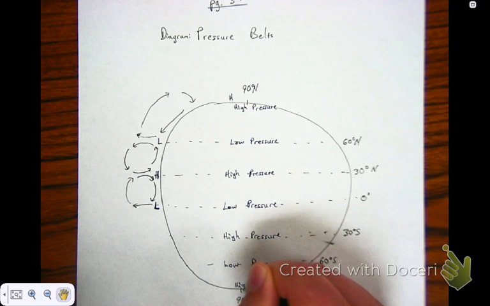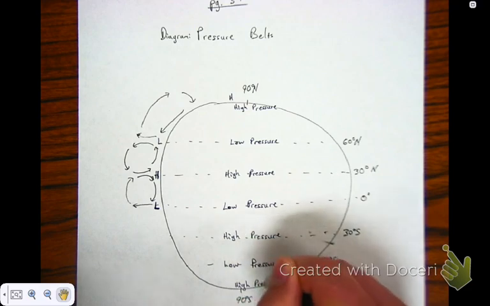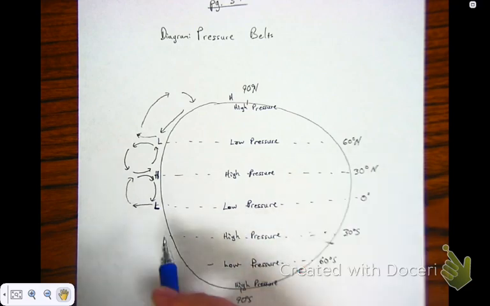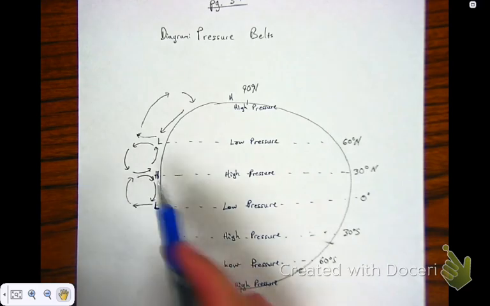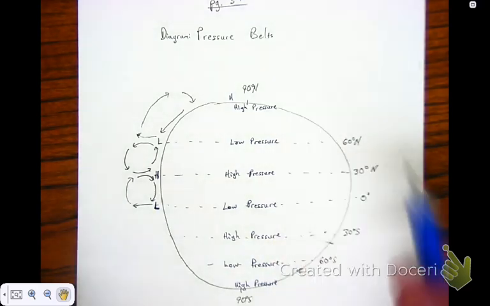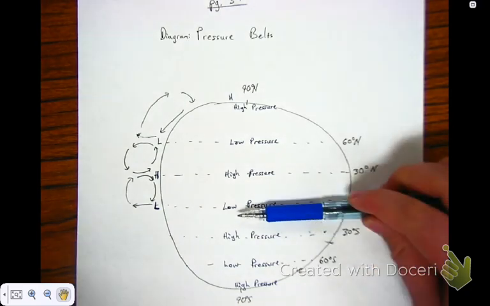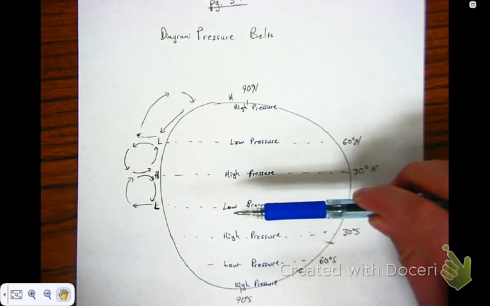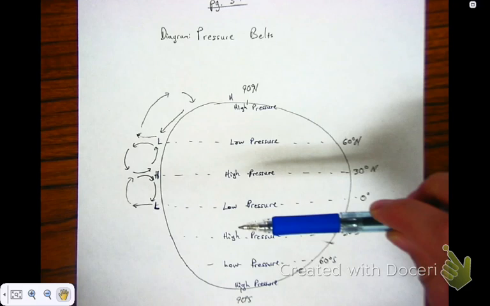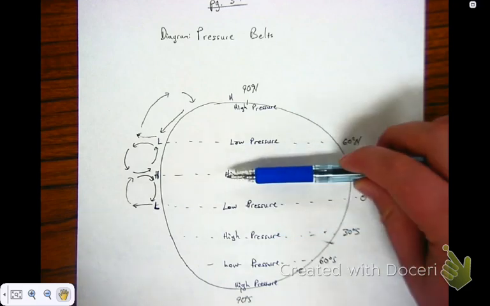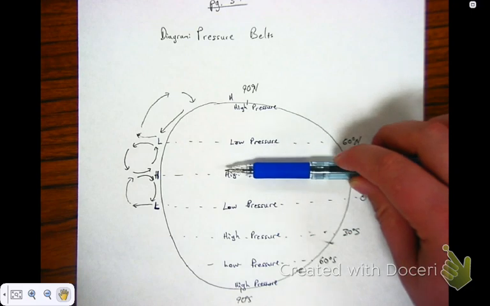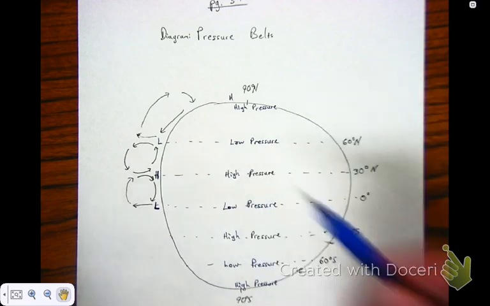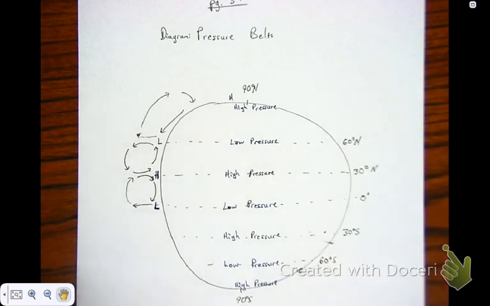And again, those pressure differences are all caused by whether the air is moving away from the earth or towards the earth. So every time we see low pressure, the air is actually moving away from the earth, so it's moving up and away. Whereas for the high pressure, the air is moving down towards the earth. Okay, so that's what creates the difference between the high pressure and the low pressure belts.